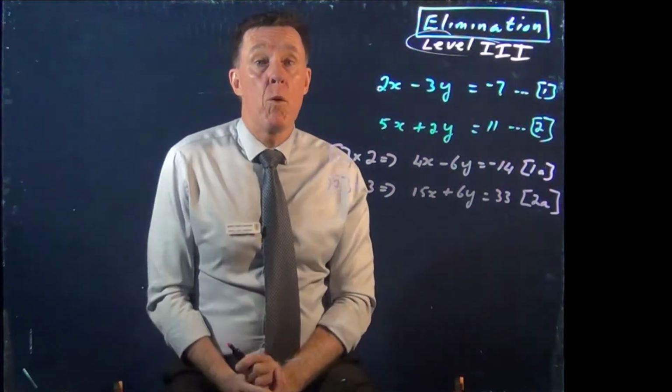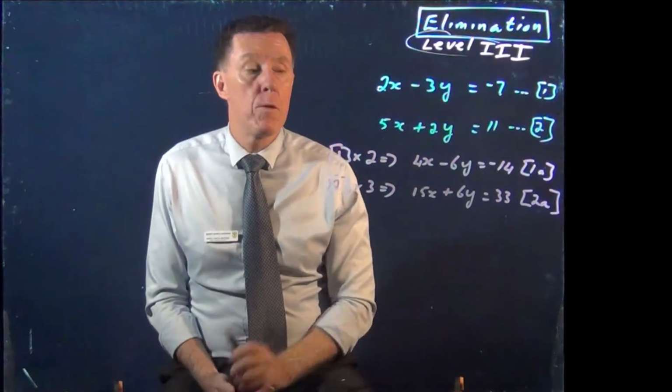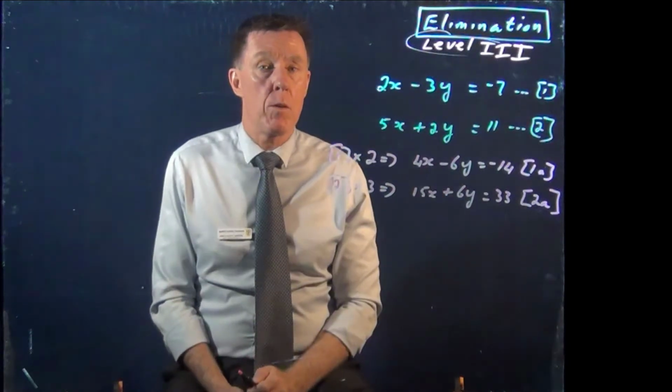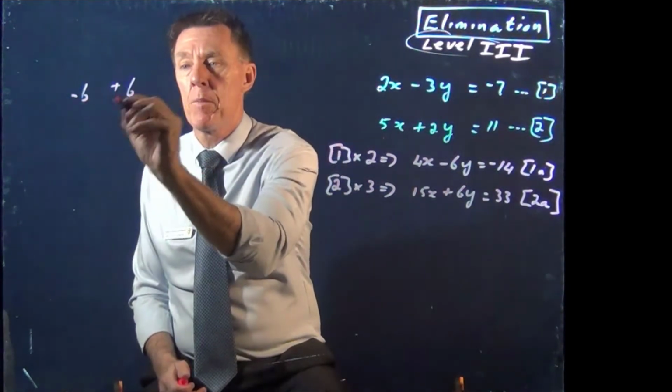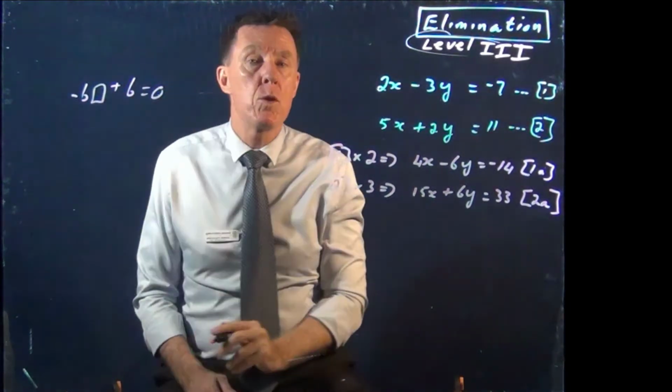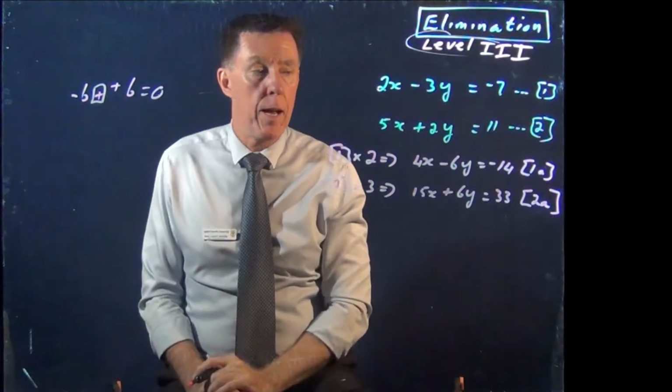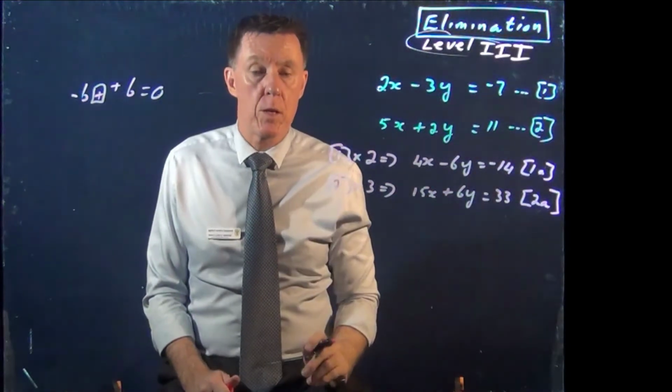And here are my 2 modified equations. If I now look at the coefficients of y, they both have a 6 in front of them. One of them is a negative 6, the other is a positive 6. How do I combine them to get a result of 0? Clearly, we have to add. So I now need to add these 2 equations together.